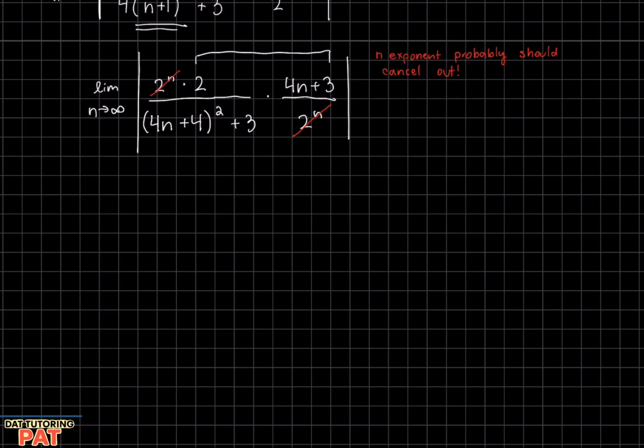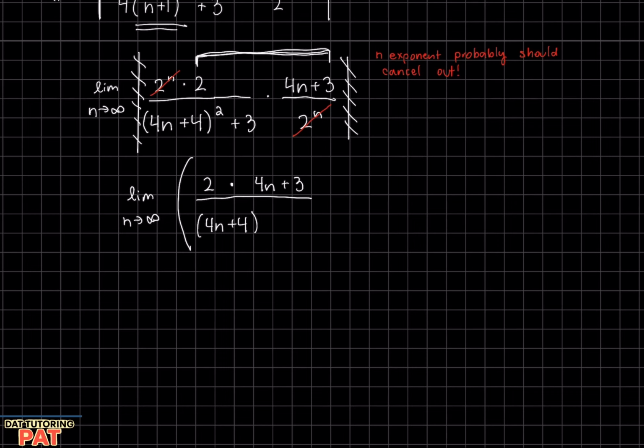So, is everything positive here? Yep, it looks like everything is basically positive, so we can go ahead and get rid of these absolute value bars. Let's just rewrite this. The limit as n approaches infinity, parentheses, forget those absolute value bars, 2 times 4n plus 3 over 4n plus 4 squared plus 3.